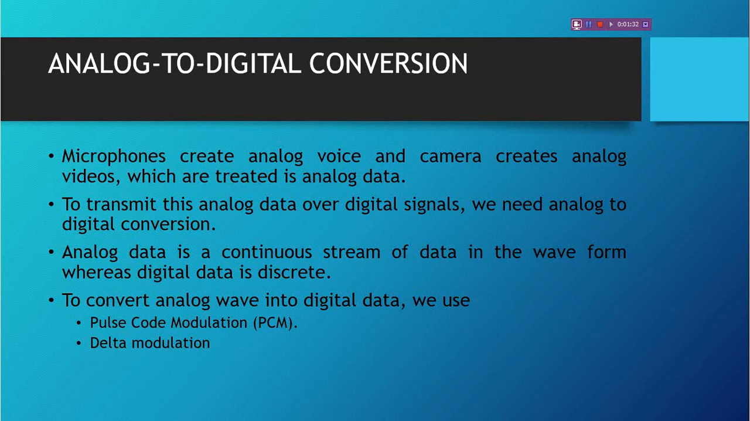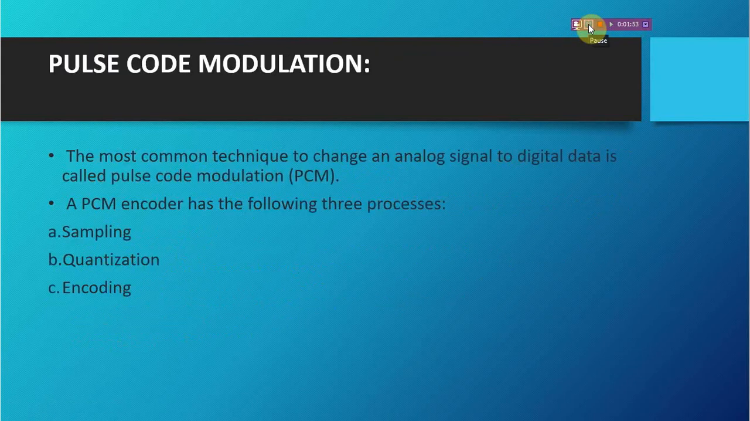To convert the analog wave into digital data, we use two methods. First is pulse code modulation, that is PCM, and second is delta modulation. So let us discuss pulse code modulation. Pulse code modulation is the most common technique to change an analog signal to digital data. It is also known as PCM. And a PCM encoder has the following three processes.